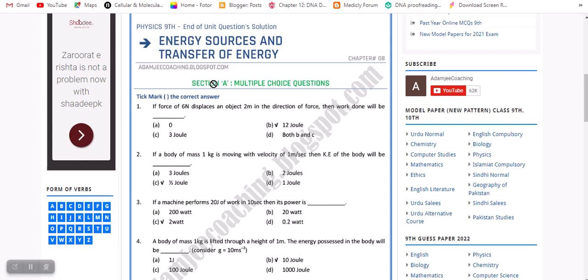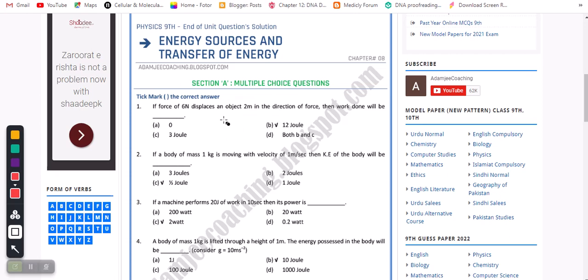Here is the section A, multiple choice questions. The very first question is: if a force of 6 Newton, where Newton is the unit of force, displaces an object 2 meter, the distance, in the direction of force, then the work done will be, we have to find out the work done.